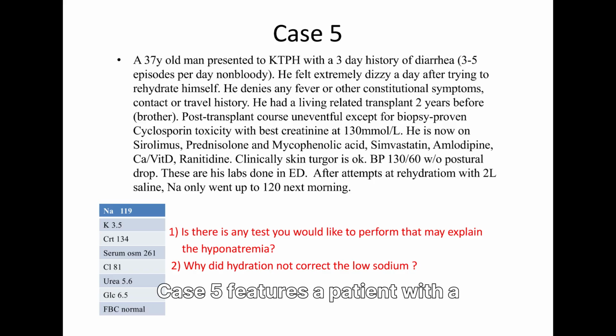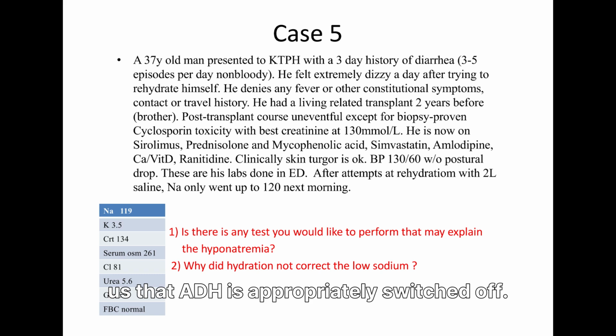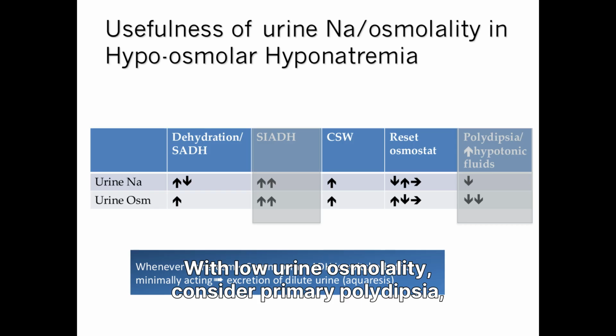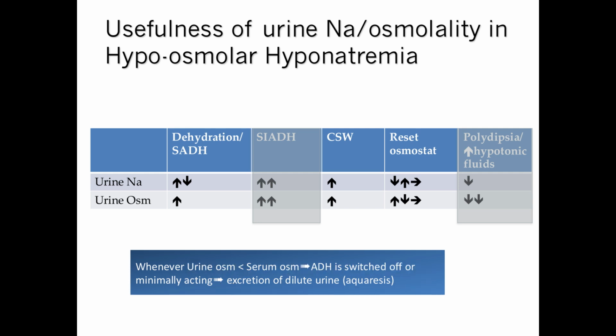Case 5 features a patient with a sodium of 119. His urine osmolality of only 78 tells us that ADH is appropriately switched off. With low urine osmolality, consider primary polydipsia, beer potomania, or low solute intake. Note that SIADH is actually rare in these clinical contexts.